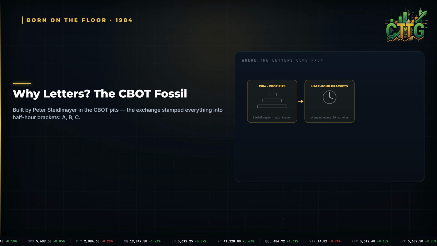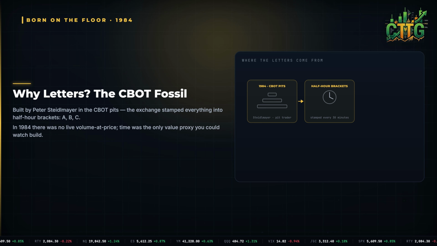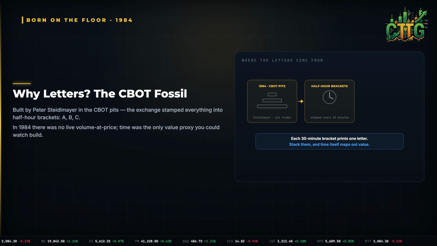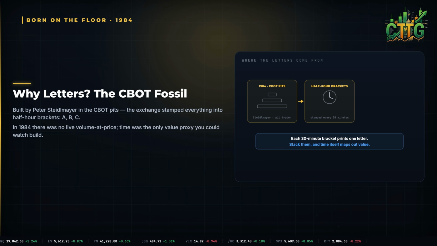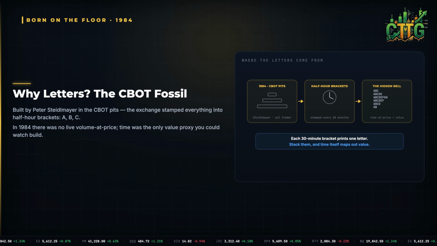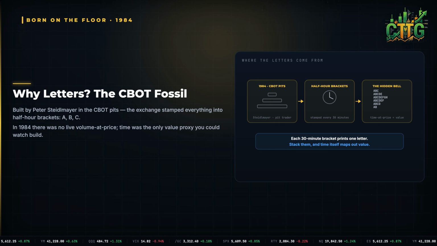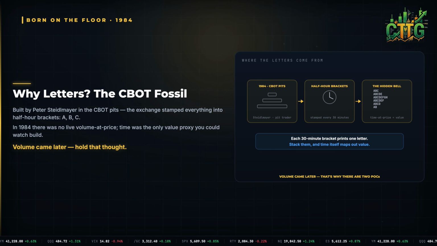And here's the part people miss. In 1984, there was no live volume at each price. Volume data arrived after the close. Time was the only thing you could watch build in real time. So Steidelmeyer organized those letter brackets on price, and the market's hidden bell curve appeared. Time at price, standing in for value. Decades later, screens finally gave us real volume at every price. Hold that thought. It's exactly why this video has 2 POCs in it.